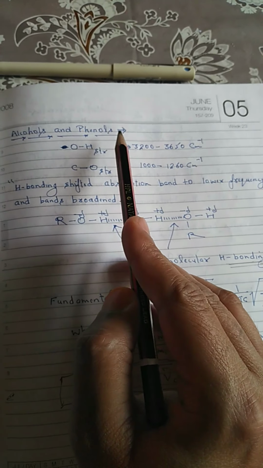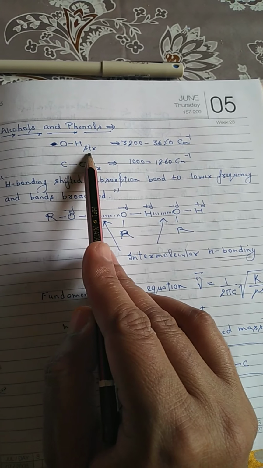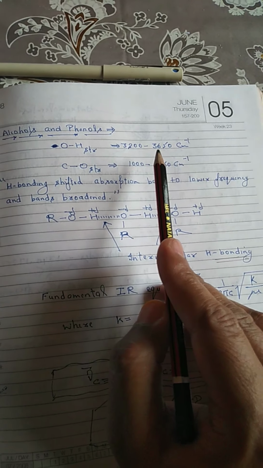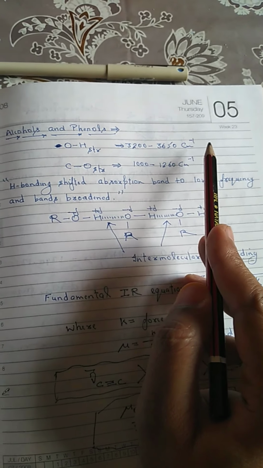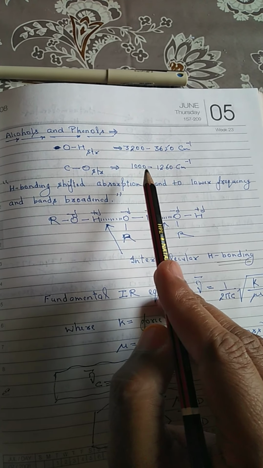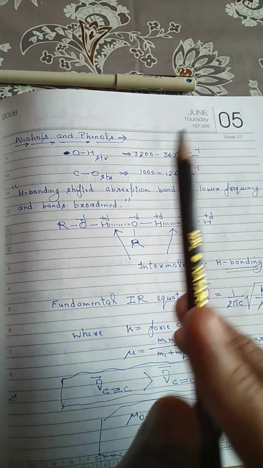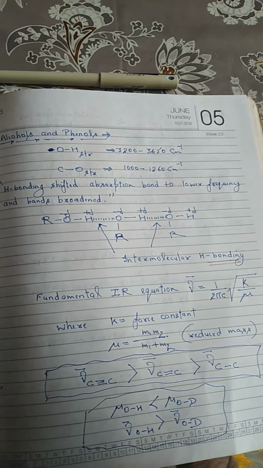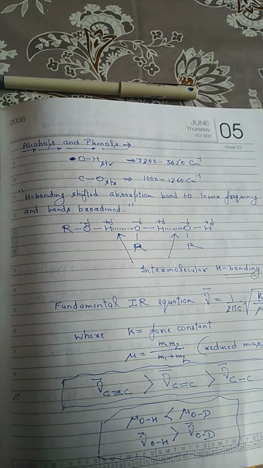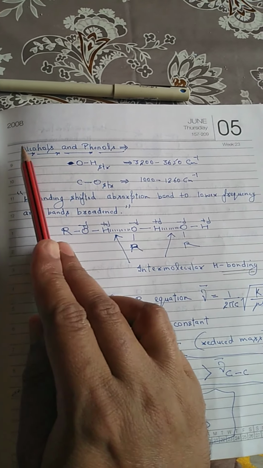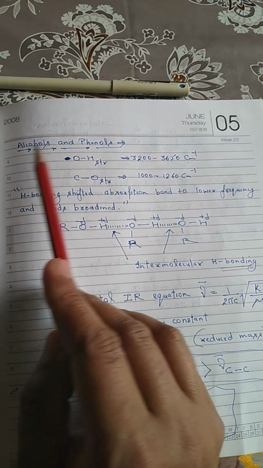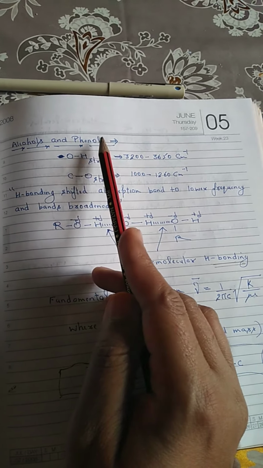Alcohols and phenols show an OH stretching frequency ranging from 3200 to 3650 centimeter inverse, whereas the CO stretching frequency ranges from 1000 to 1260 centimeter inverse. If any compound shows an absorption band in this region, then we can say the compound has the presence of an OH group, which belongs to alcohols or phenols.